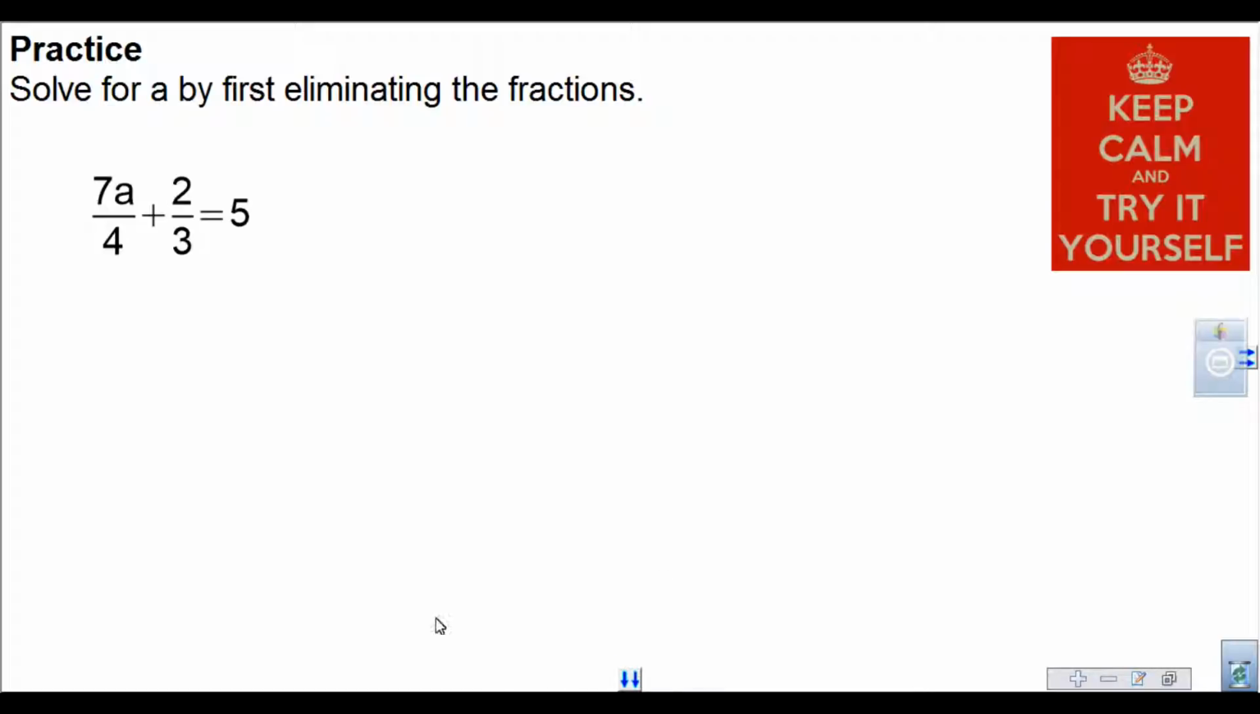All right, let's get rid of the 4 in the denominator here first. So we're going to multiply every term by 4. That way this 4 and the 4 in the denominator divide out. So let's see what's left.